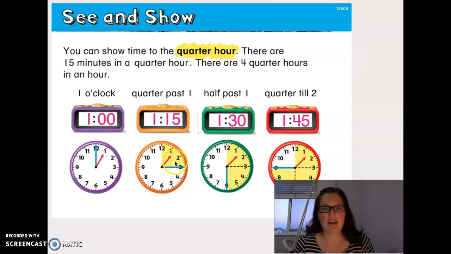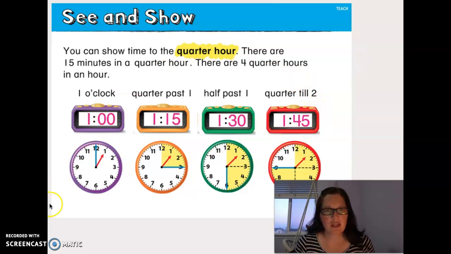And then half past, we talked about yesterday. It's gone halfway around the clock. And then this one is quarter till or quarter until the next hour. So we have 15 minutes until we get to the hour of 2 o'clock, which makes it 1:45. So the confusing thing is the quarter to and quarter past.